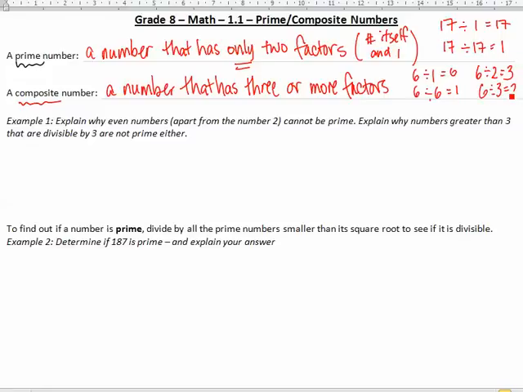So let's look at a couple of examples, and we'll take these down in our notebooks. Example 1, explain why even numbers, apart from the number 2, cannot be prime. Explain why numbers greater than 3 that are divisible by 3 are not prime either. Well, if we look at problem solving, the first step is see what we need. As we can see here, these are two separate questions. So we'll start with question 1, explain why even numbers cannot be prime. Well, the way we can solve this problem is by looking at the definition of what's an even number. An even number is any number that ends in 0, 2, 4, 6, or 8. I think we remember that from an earlier grade.